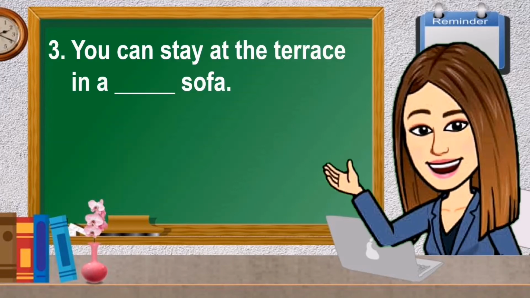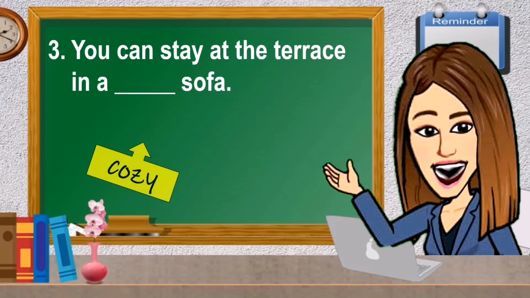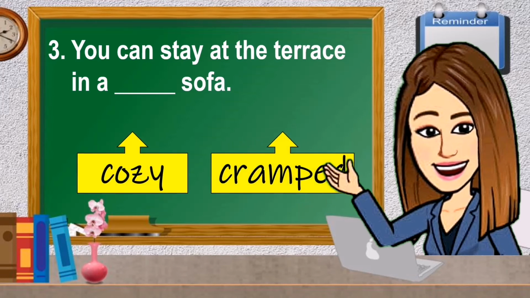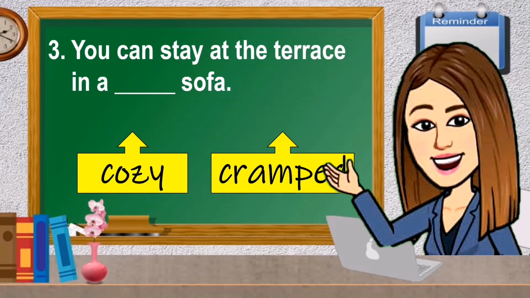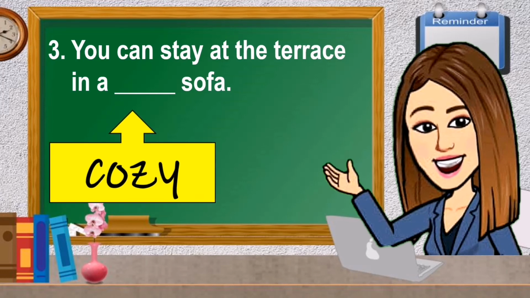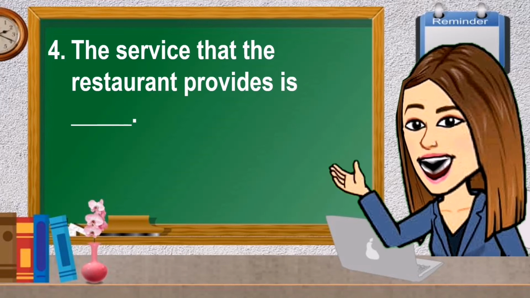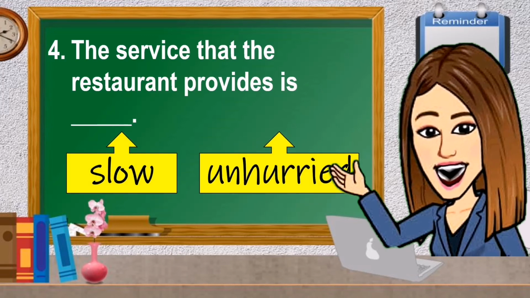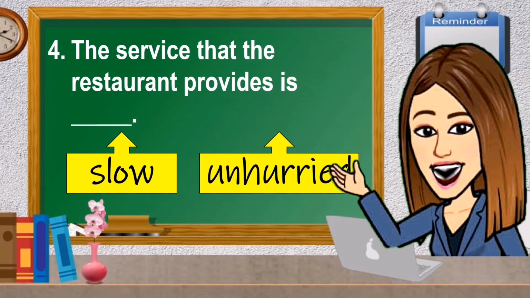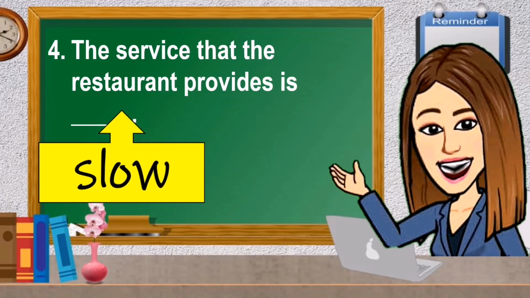Number 3. You can stay at the terrace in a blank sofa. Cozy, cramped. The correct answer is cozy. You can stay at the terrace in a cozy sofa. Number 4. The service that the restaurant provides is blank. Slow, unhurried. The correct answer is slow. The service that the restaurant provides is slow.